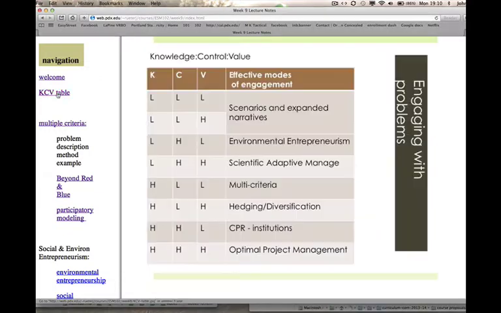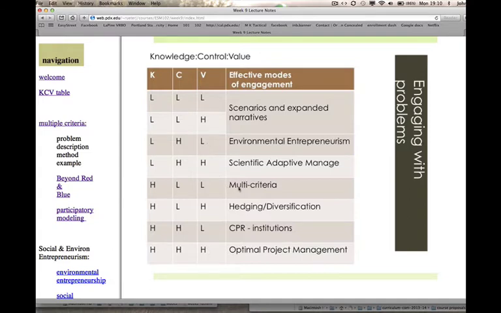Okay, let's return to this table about knowledge, control, and values. Last week we talked about scenarios. This week we're going to talk about environmental entrepreneurism, which has low knowledge and high uncertainty. There's a degree of control because we're going to invoke market mechanisms. And then there's a low alignment of values that the market helps sort out.